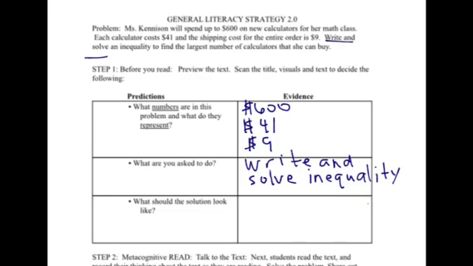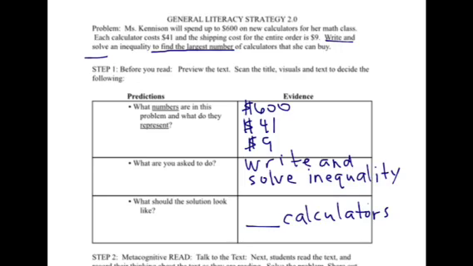All right. What should the solution look like? Well, what is that answer going to be? Well, it says to find the largest number of calculators. So we're looking for some number, and we're trying to count the total amount of calculators that this teacher can buy. All right, so let's go ahead and go back and read the story now.